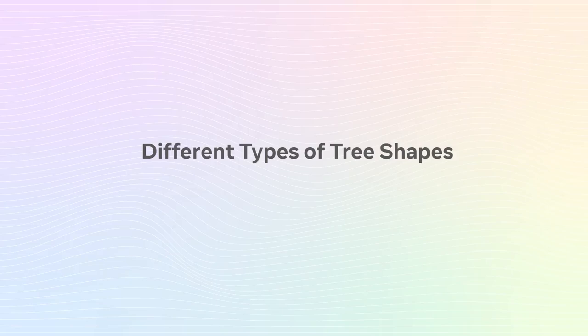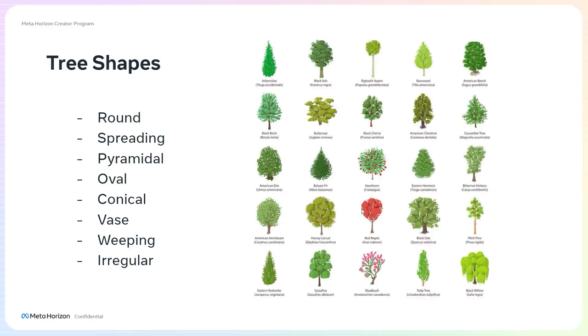So, different types of tree shapes. Sorry, that was a tongue twister for me. So the tree shapes, you have your round, which in this picture would be more of the black oak tree. As you can see, the way it grows, it just grows very billowy and fluffy, right?